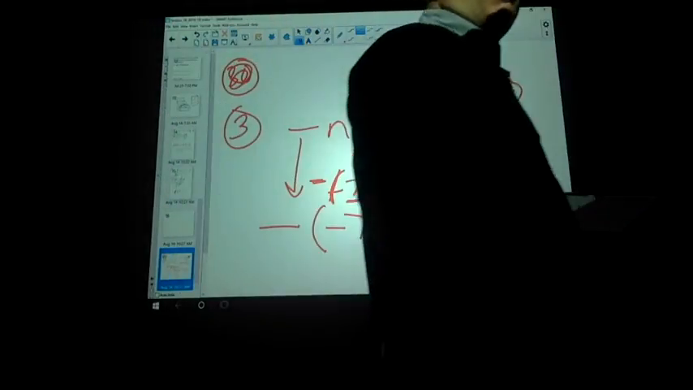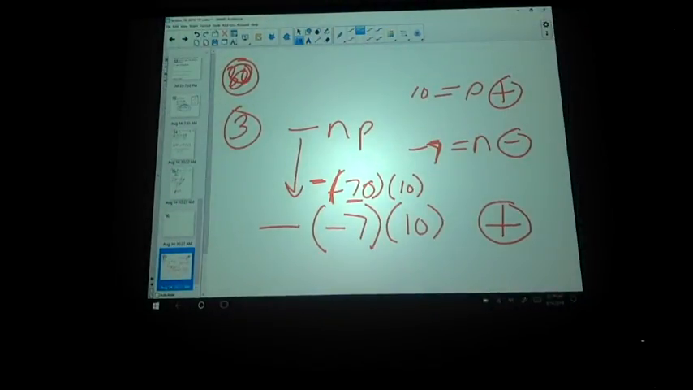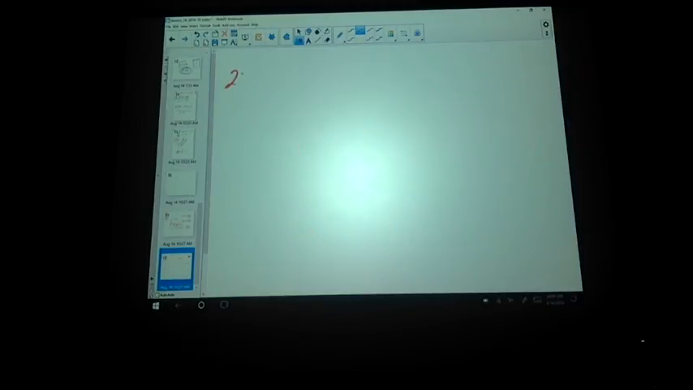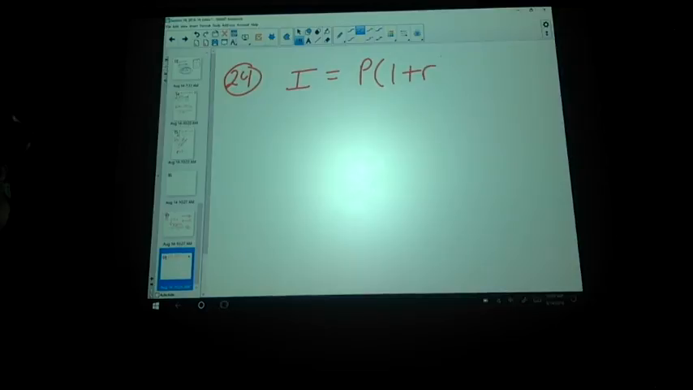Anything else? Going once? Twice? Yeah. 24. All right, problem number 24 says we have I equals P times 1 plus R raised to the T power, and we want to get P all by itself. Right? Everyone happy? All right.